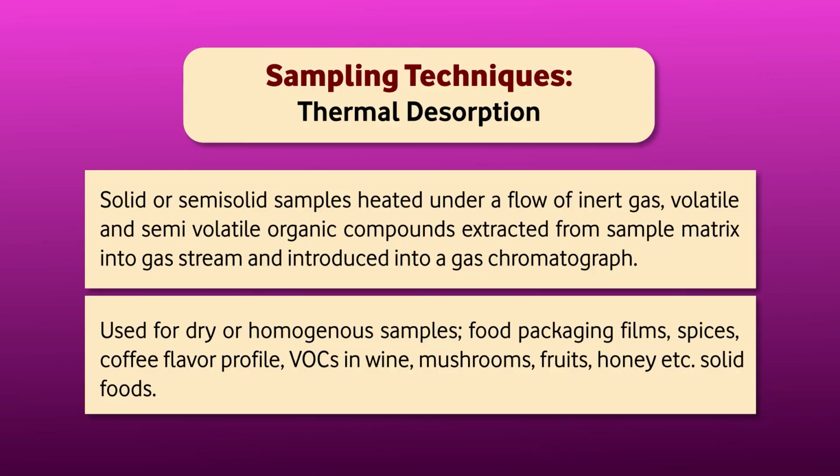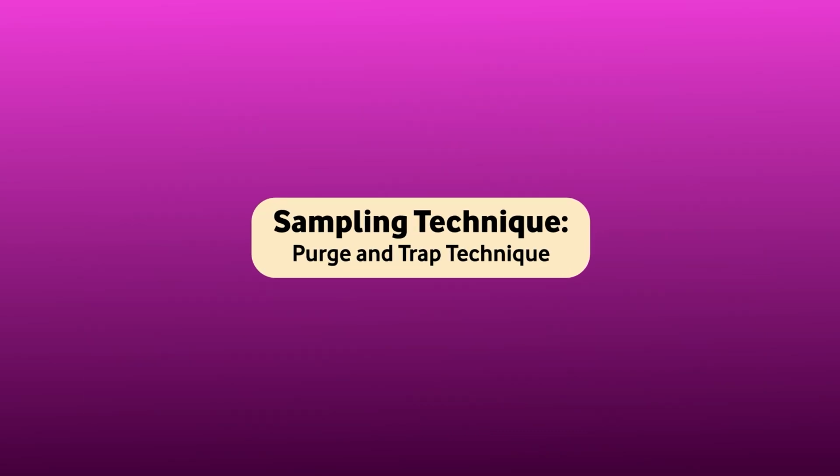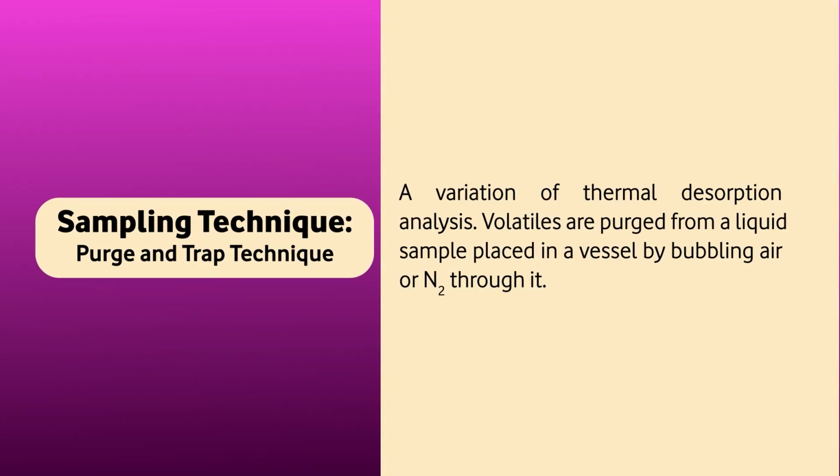At the same time, when it is heated, the flavors and odors will come up. We pass the inert gas over it, and that gas we inject into the GC. Then there is another technique, which is the purge and trap technique. Now, it's sort of a thermal desorption technique, because here we are going to dissolve the volatiles.